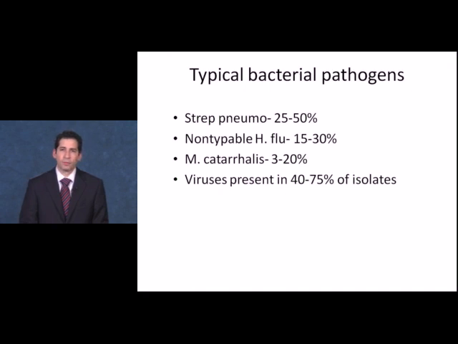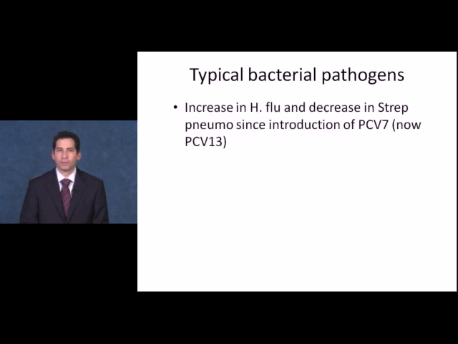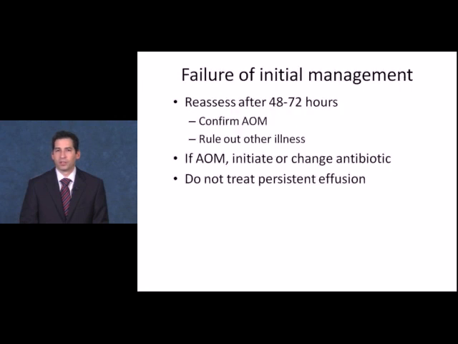The typical bacterial pathogens in acute otitis media include strep pneumo, non-typable H. flu, and Moraxella catarrhalis. It's important to note that viruses are present in 40 to 75% of isolates, and often viruses do play the key role in acute otitis media. Of note, an increase in H. flu and a decrease in strep pneumo have been seen since the introduction of the PCV13 vaccination.